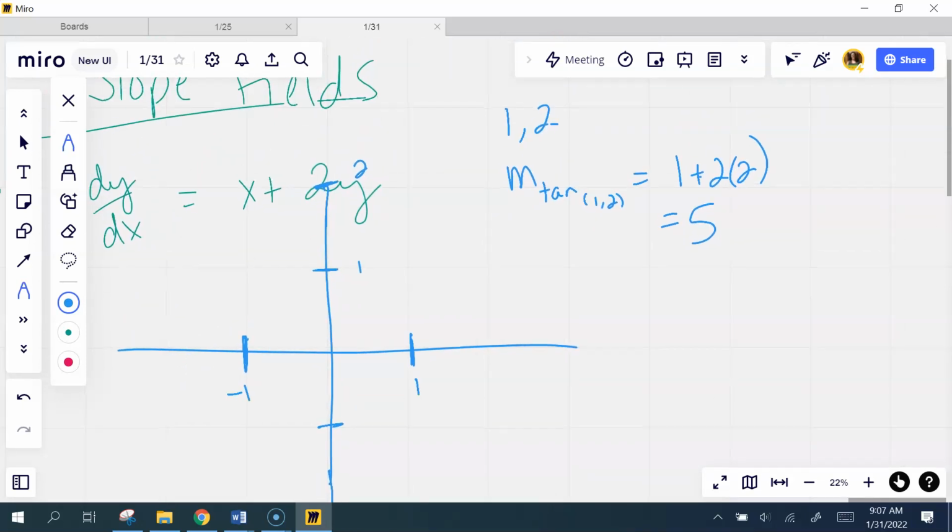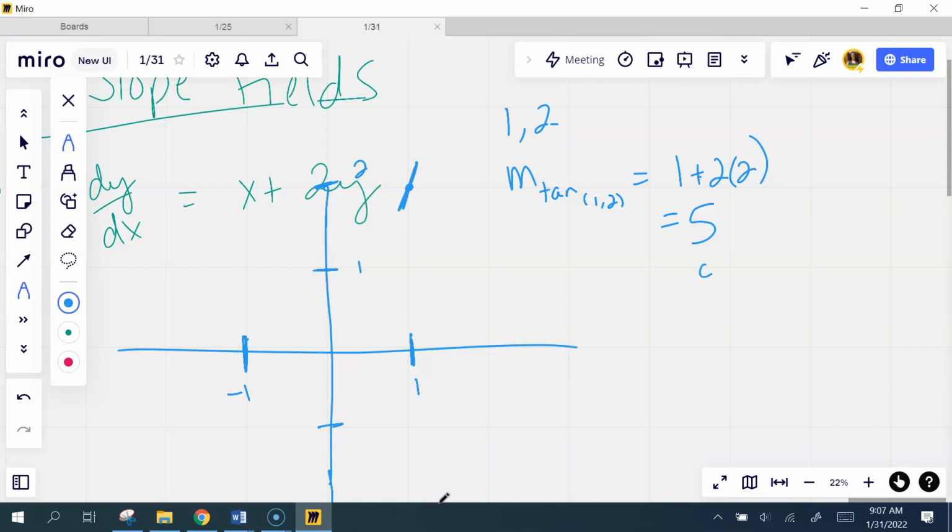So for instance, at the point (1, 2), right here, that's where I'm talking about. The slope is 5. So I would graph what's pretty close to that, right here. It's a pretty steep slope. Just a little rendition of what a slope of 5 might look like, or close to. It doesn't have to be exact.